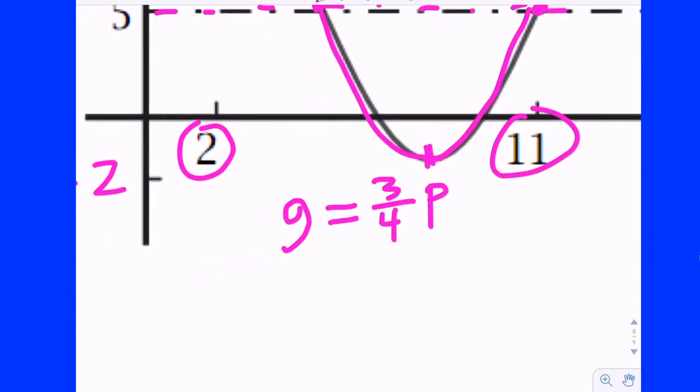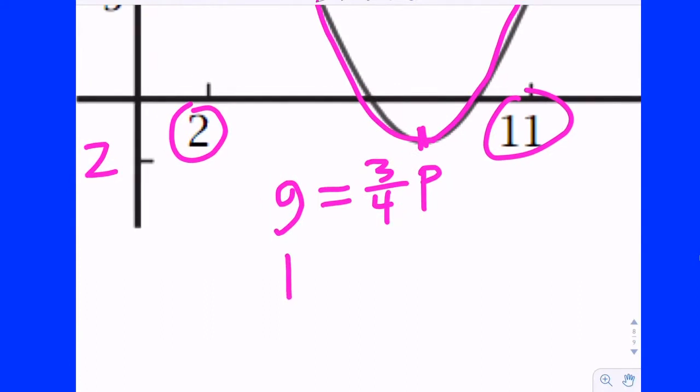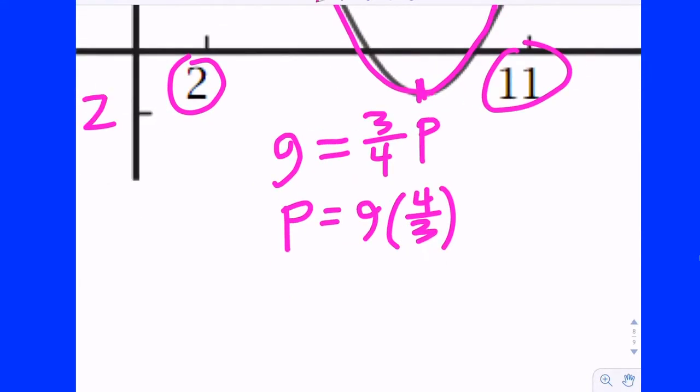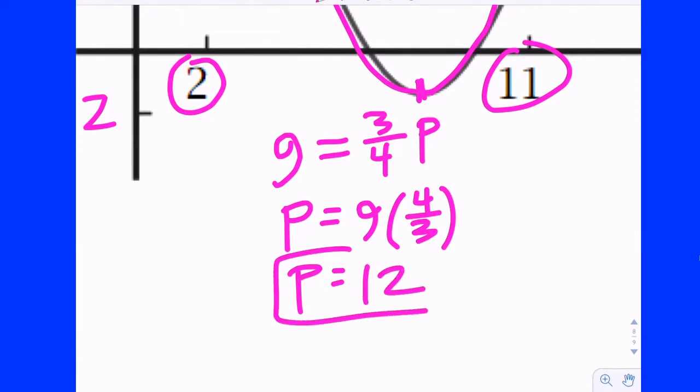See that? If 9 is 3/4 of the period, how would you solve for the period? Multiply both sides by 4/3. So it would be 9 times 4/3. And of course, you probably want to divide first. What's 9 divided by 3? 3, and 3 times 4 is 12. There's the period. As long as you know some multiple of a quarter cycle, you'll be able to find the period every time.